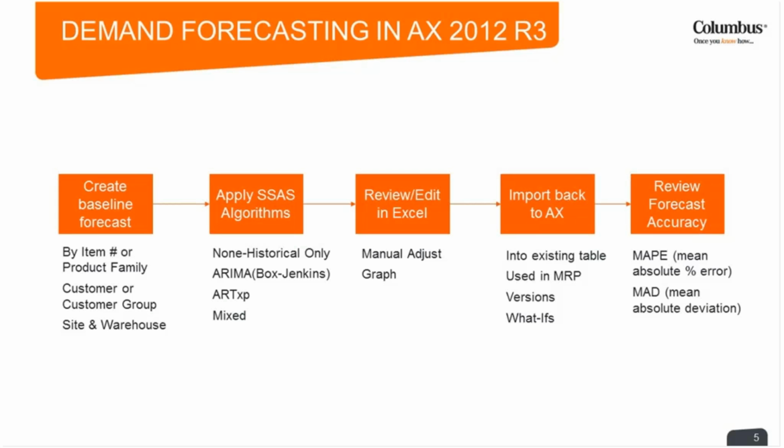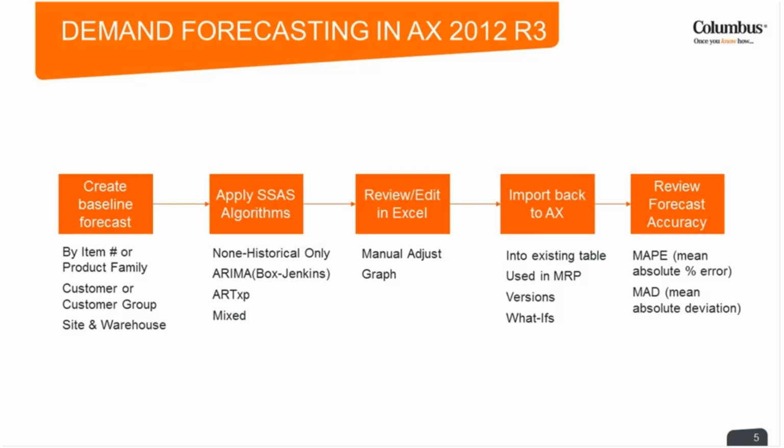One is ARIMA, which is a standard, otherwise known as Box-Jenkins. The other is a Microsoft, more specific one called ArtXP, and I'll talk to those in the next slide about where to use those and why to use those. You also have the ability to blend those two.